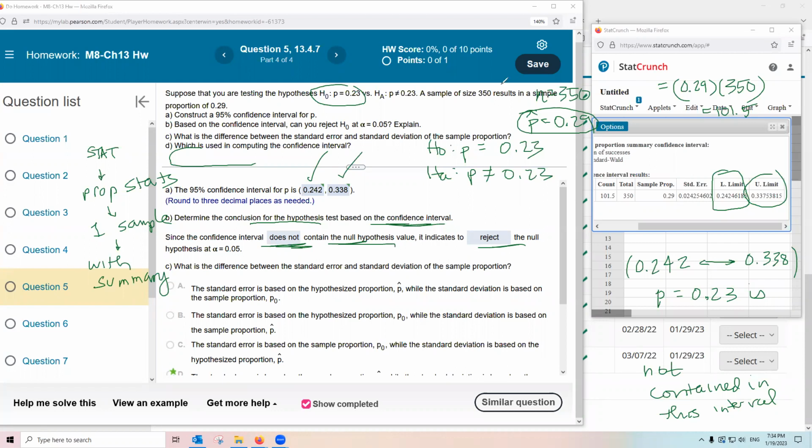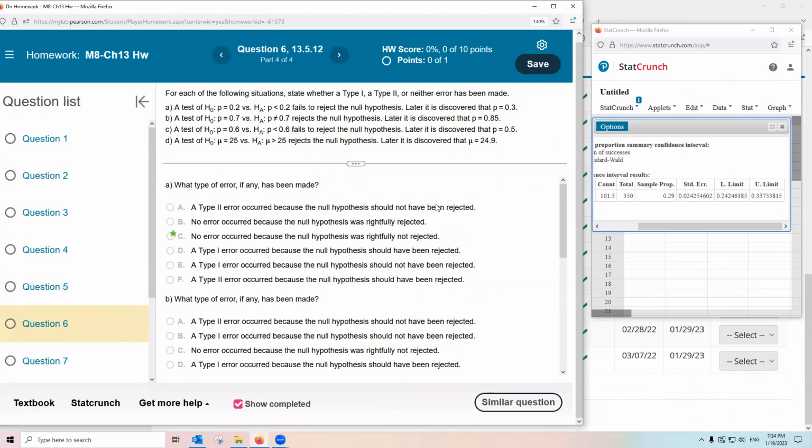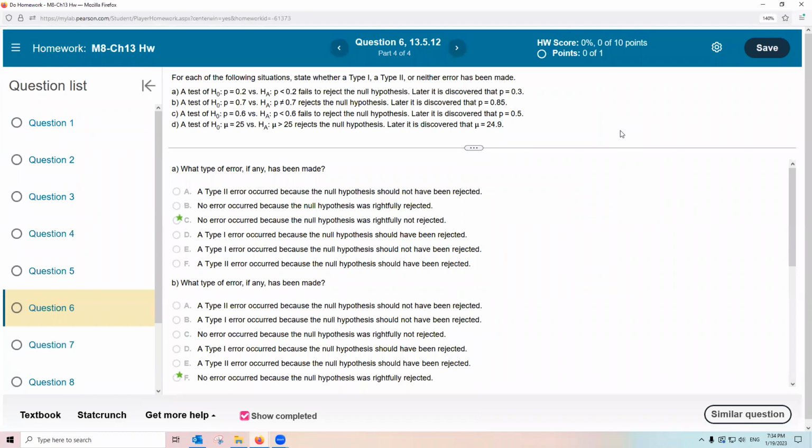All right, let's do one more example here, maybe. Yeah, let's take a look at this one. So in this example, they're going to ask us about what's called type 1 and type 2 error. So let's discuss what that is first.